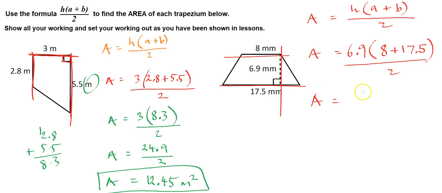So let's tidy that up a little bit. It'll be 6.9 multiplied by, let's have a look, 25.5, and that will be divided by 2. So I think it's time for the calculator again.